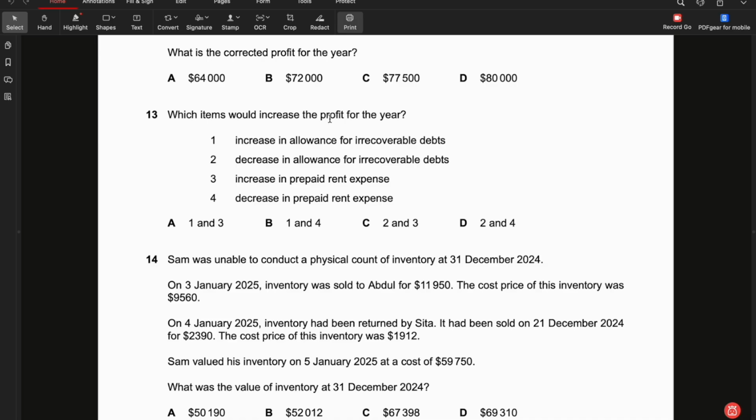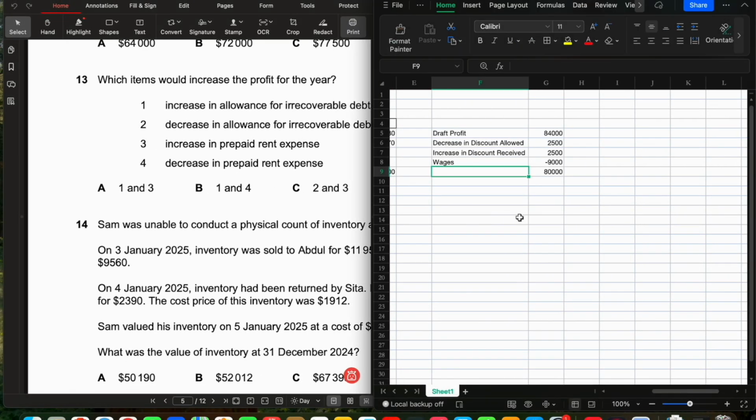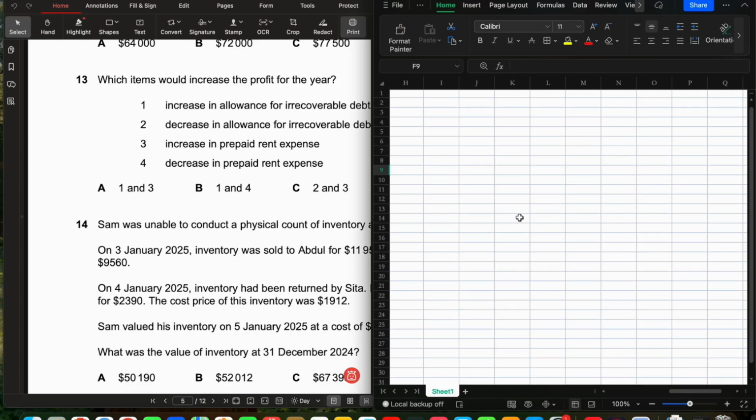So it will increase my profit. So the first option is option 2, increase in prepaid rent expense. Okay. For this, let's look at one example out here.